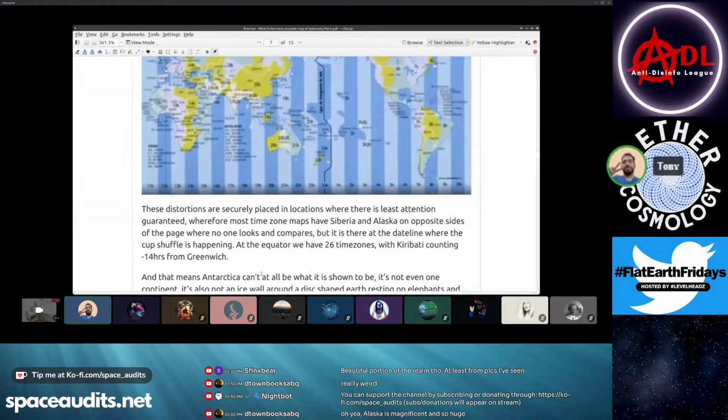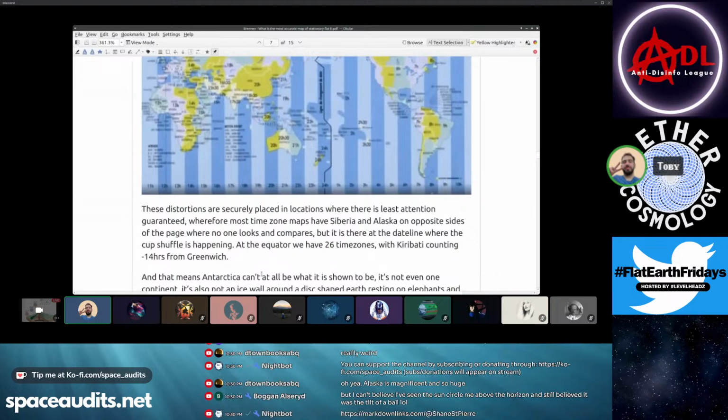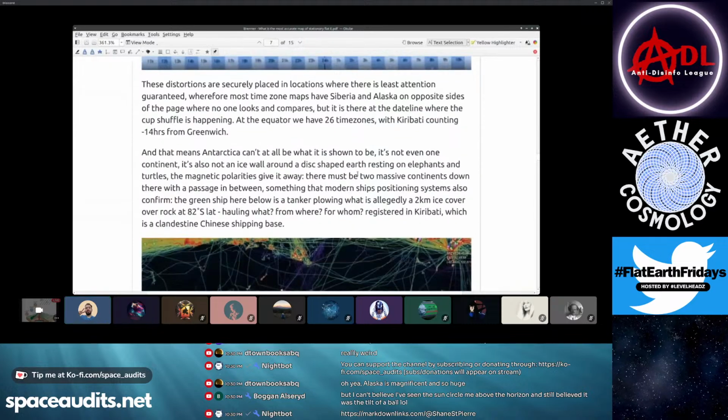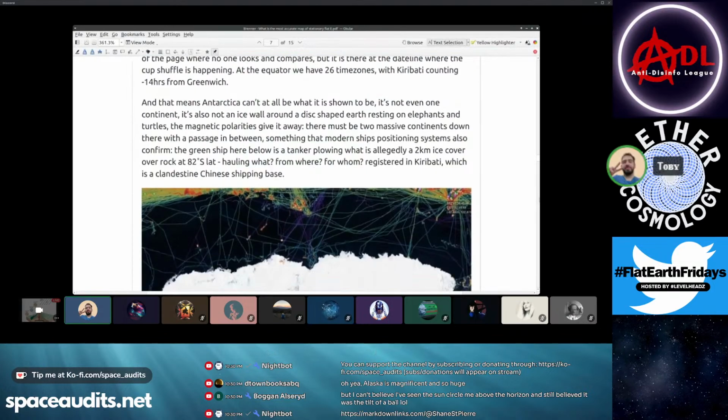These distortions are securely placed in locations where there is least attention guaranteed. Wherefore, most of the time zone maps have Siberia and Alaska on opposite sides of the page where no one looks and compares. But it is there at the dateline that the cup shuffle is happening. At the equator, we have 26 time zones, with Kiribati counting for negative 14 hours from Greenwich. And that means Antarctica can't at all be what it is shown to be. It's not even one continent.